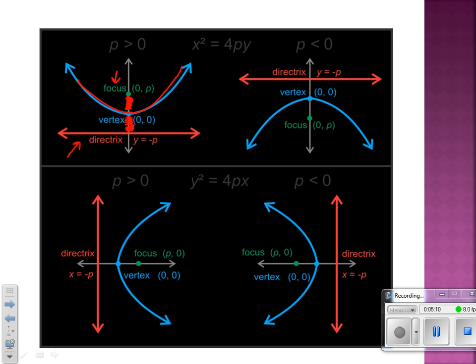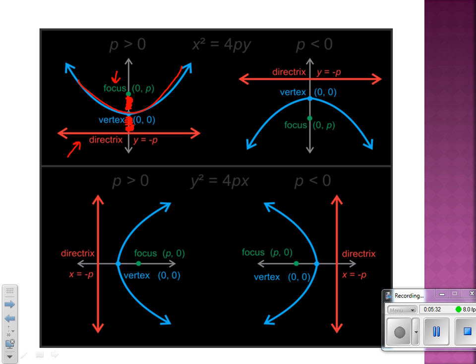Okay, so if you identify the vertex and you know that, and there are ways that we can find our focus, and we'll be talking about that. But once you've found the focus, you know how far apart the vertex and the focus are. The directrix has to be on the opposite side of the vertex, the same distance away. Okay, so that's the main thing I want you to take away from this picture.